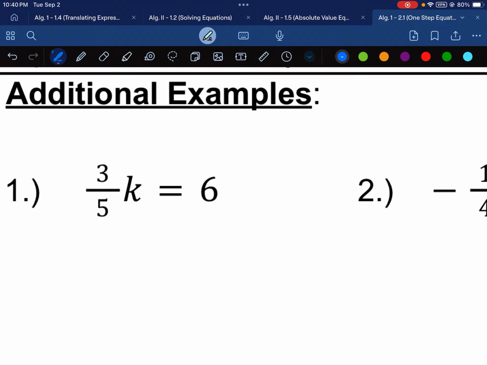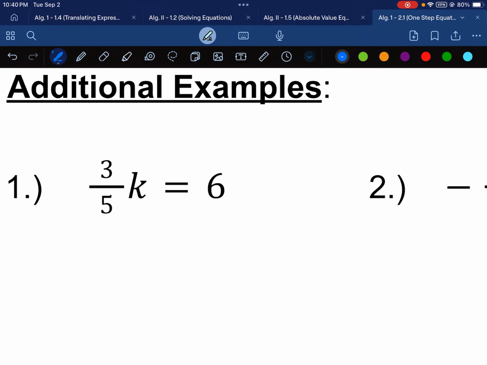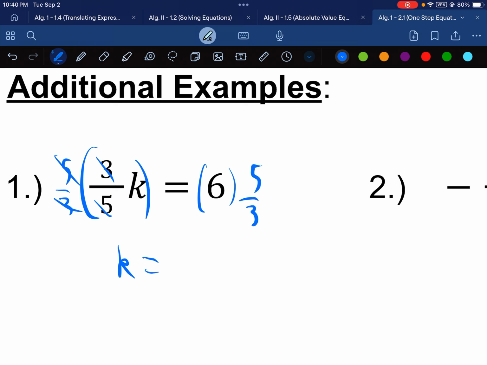Some additional examples that may or may not work out as nicely. On number 1, once again, we have a fraction multiplying with a variable. We'd love to divide to undo that, but with fractions that gets messy, so we multiply by the reciprocal, in this case 5/3, with 5's reducing, 3's reducing, and just being left with 1k or k.